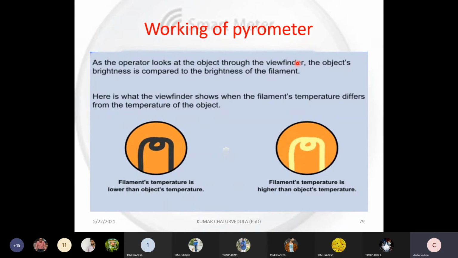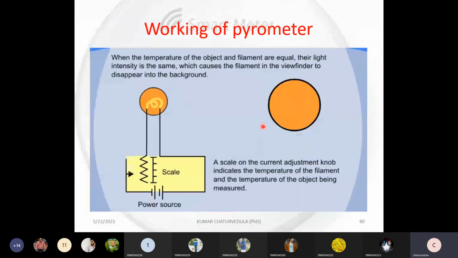Now if the filament temperature is lower than the object's temperature, the filament will look like this, and if the filament temperature is greater than the object temperature, it will look like this. So the object's color and the filament color are going to be matched. If both colors are matched, then we can see the corresponding scale reading where the rheostat is. At the rheostat we have a scale, so we can see the value of the temperature, at which position the rheostat knob is present. When the temperature of object and filament are equal, their light intensity is the same.